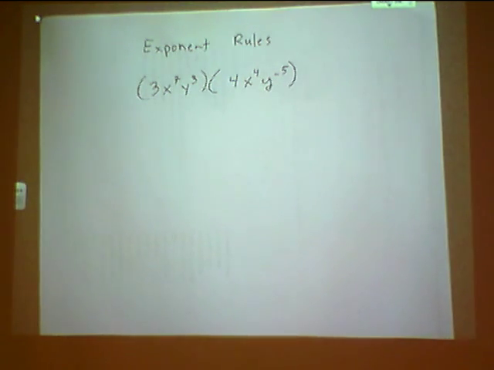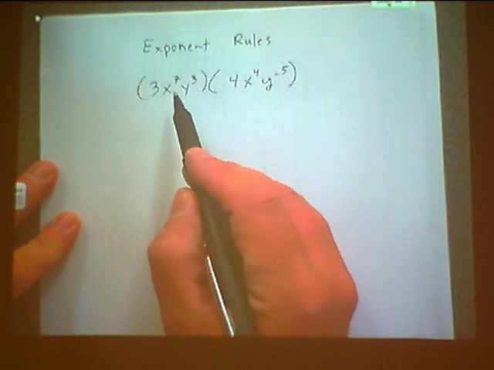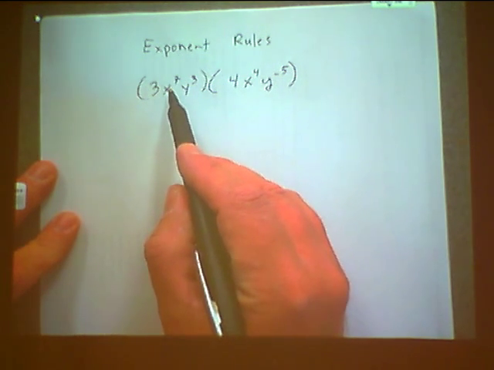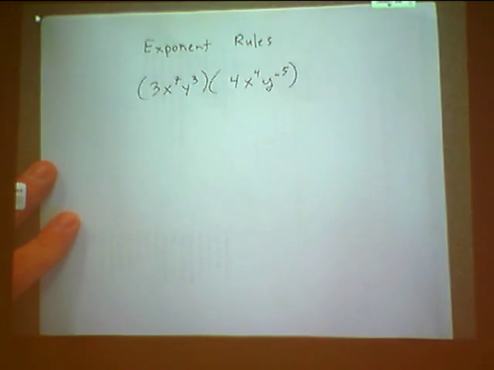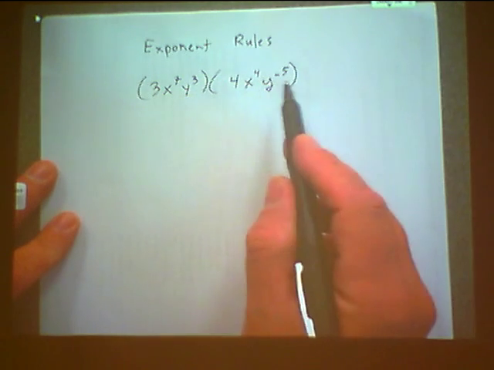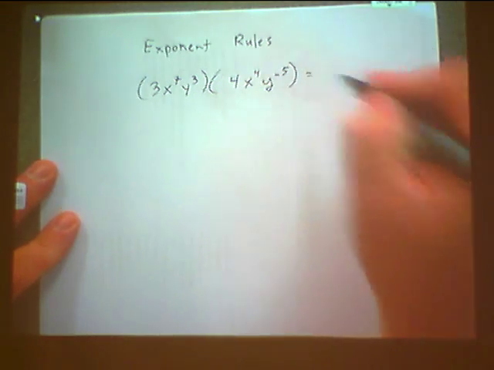The main rule we're going to use to simplify this problem is the product rule. Remember, the product rule says that if you multiply two exponents with the same base, you add the exponents. So in this problem, we have two coefficients, 3 and 4. We have two exponents with the base of x, x to the 7th and x to the 4th, and two exponents with the base of y, y to the 3rd and y to the minus 5th. So this is a pretty straightforward problem.